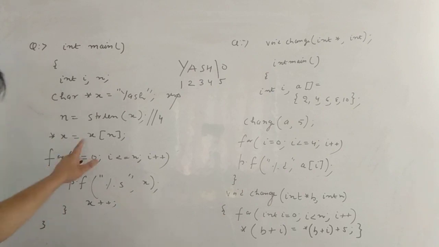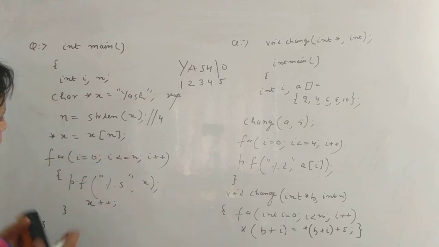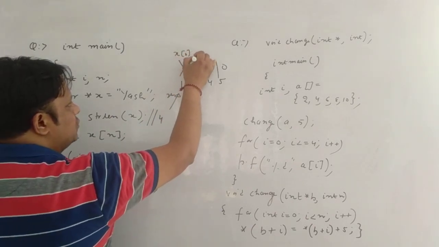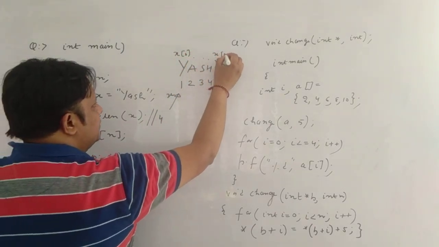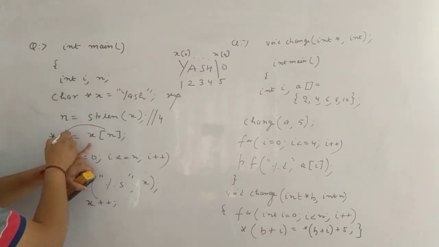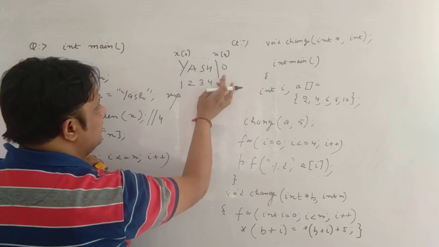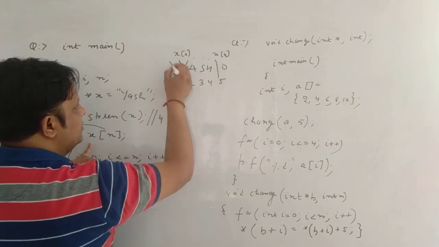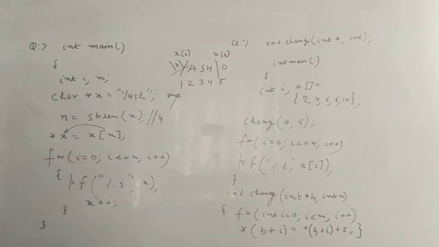Now next thing, what are you doing? You're writing *x = x[4]. So what is x4? This is your x0, x1, x2, x3, x4. x4 is null, and that null you're assigning to *x. So x4 is null, that null you're assigning to *x, which means this Y changes to your null character, right?